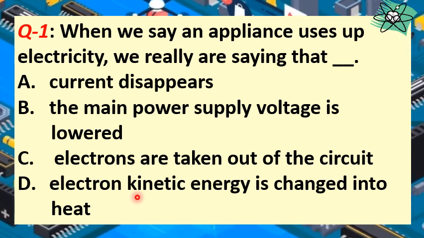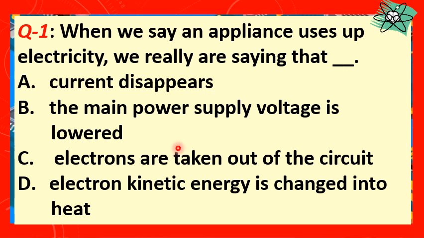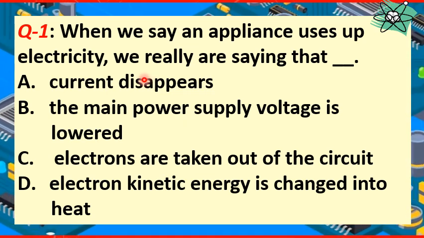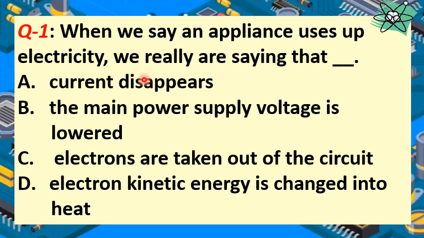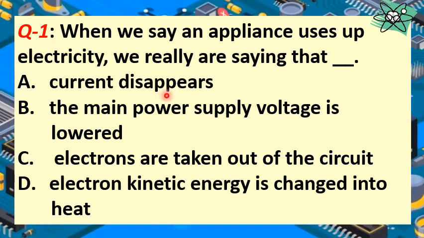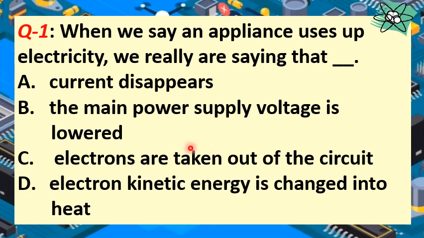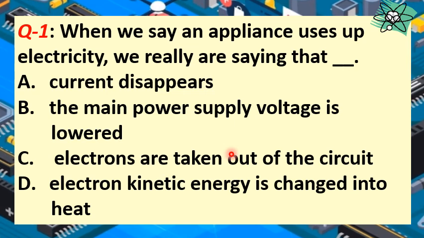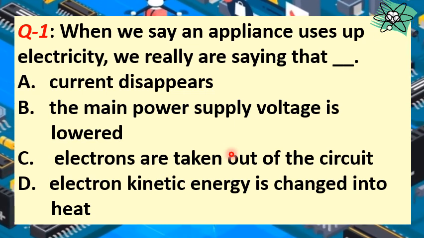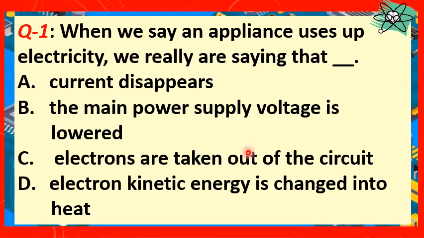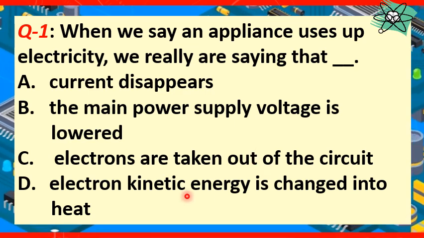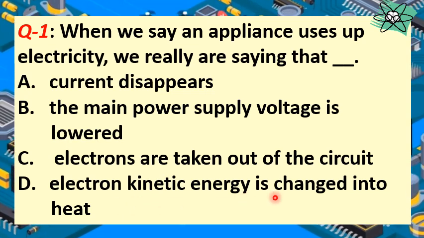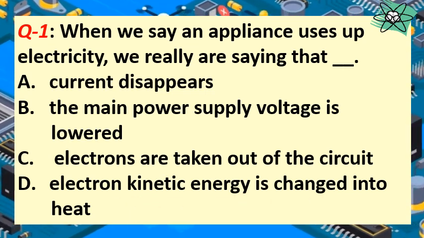In physics, electricity here pertains to the electrical energy carried by the electric field in an electrical circuit that causes the free electrons' kinetic energy to be converted into heat. So that means the correct answer for question number 1 is option letter D. Electron kinetic energy is changed into heat.